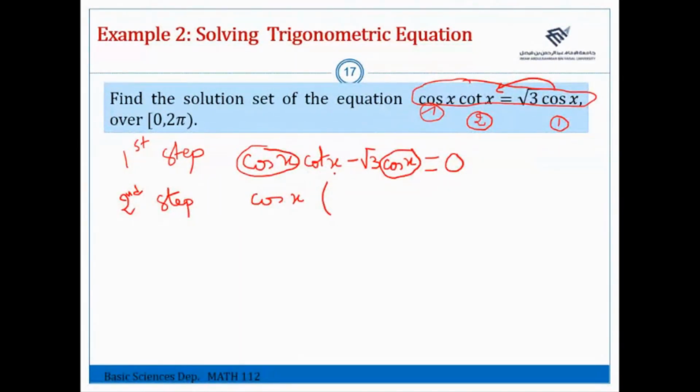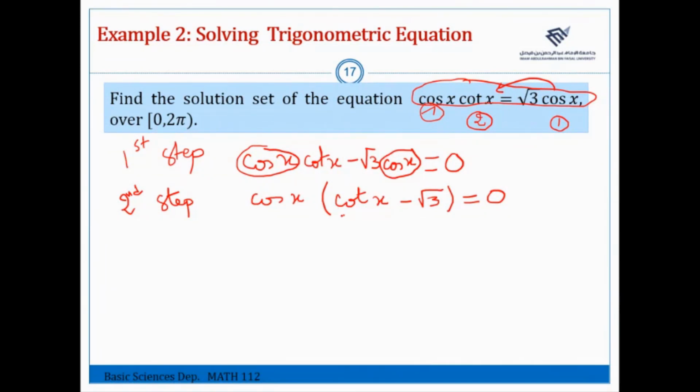What remains here? The cosine goes outside. What remains is cotan, right? Cotan x minus square root of 3 equal 0. So now what do we have? We have a product equal 0.